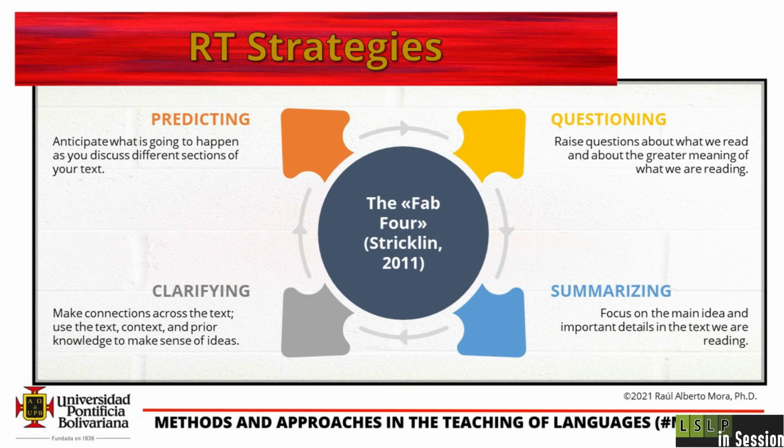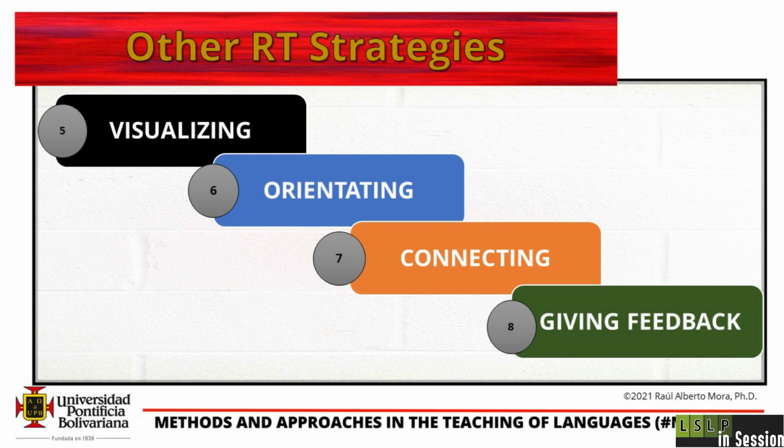Then you can have orienting, which is giving people guidance on where to go with the reading, and connecting. So it's now really creating serious connections between that text and the other topics we're talking about in the course, or things that you see in the world, and of course giving feedback. As part of the conversations, one person can give feedback to the questions you raised, or the clarifications you came up with, or the predictions, or the summaries.